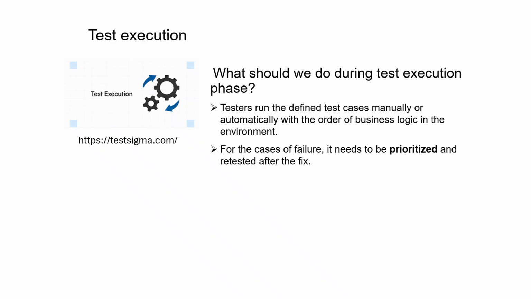The test execution step conducts the actual test performance. Testers run the defined test cases manually or automatically with the sequence of business logic. The test result for each test case needs to be updated after the verification. For the case of failure, it needs to be prioritized and retested after the fix. For automatic test, open source frameworks or test tools can be considered for generating test reports, such as Selenium, Cypress, Cucumber, and JaCoCo. Regression test is recommended when retesting the bug fix.